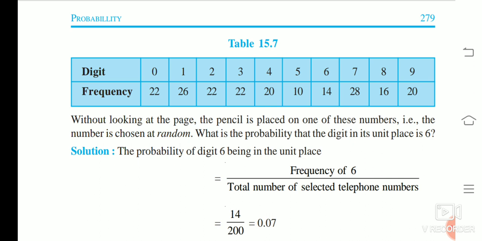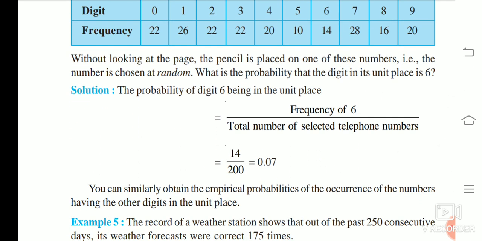Similarly here, the probability of digit 6 being in the unit place is the frequency of 6 divided by the total number of selected telephone numbers. The total number of selected numbers is 200. The 6 appears 14 times. That is 14 divided by 200. Without looking at the place, what is the probability that the digit in its unit place is 6? That is 14 divided by 200. Similarly, what is the probability that the digit in its unit place is 8? So 16 by 200 is the answer.